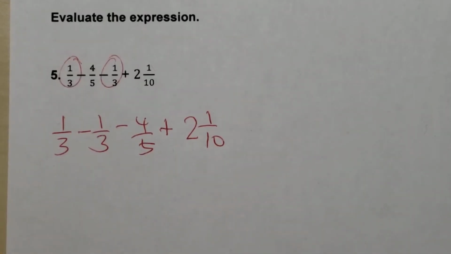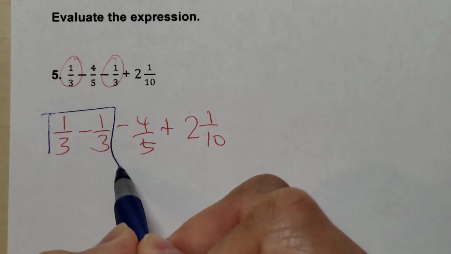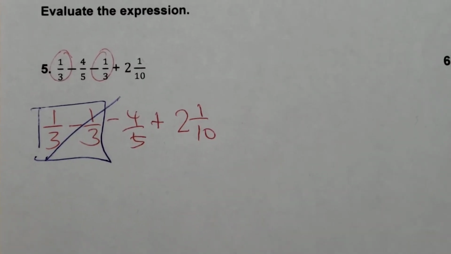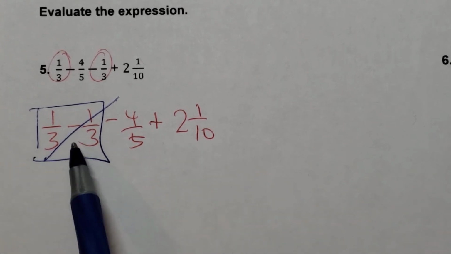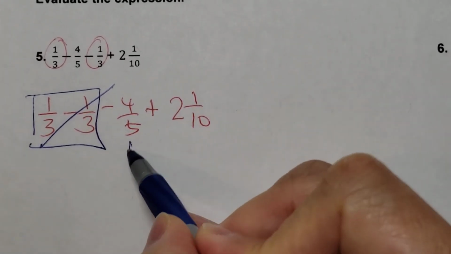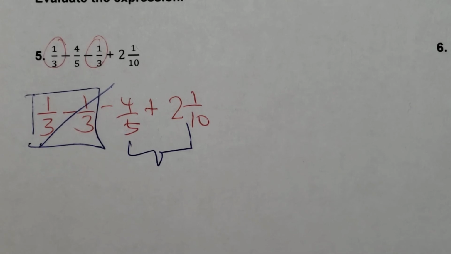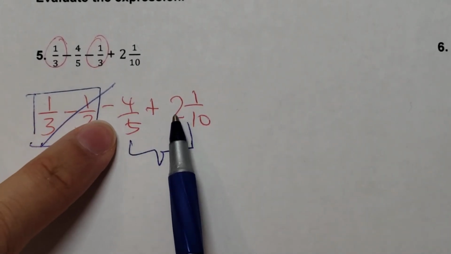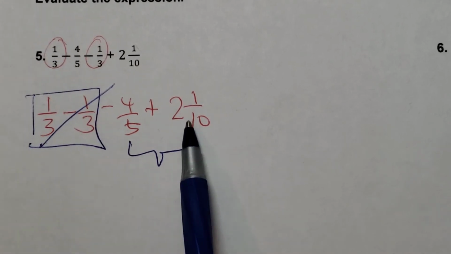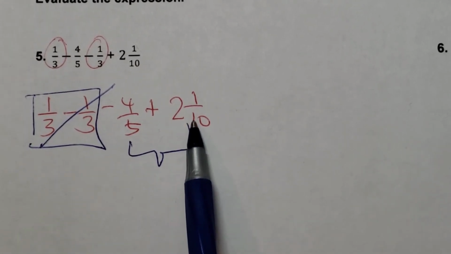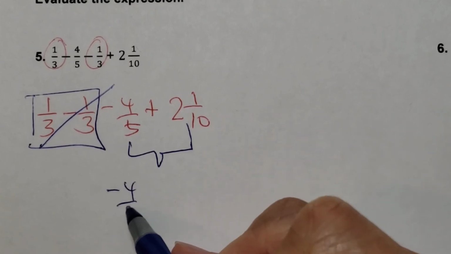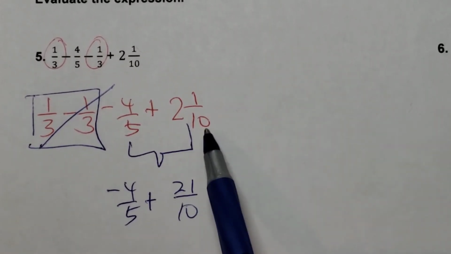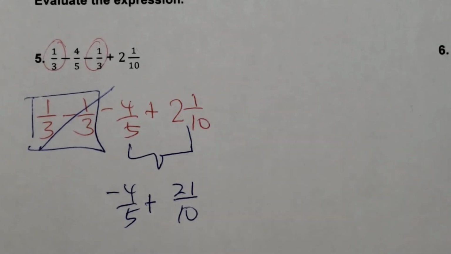So I just rearranged the terms, and I made sure that whatever is the symbol, I brought it with the term. Now this 1/3 take away 1/3 is 0, so you don't even need to do anything. We know right away, mental math, that's 0. So what we need to do is just these two things: negative 4/5 plus 2 1/10. We know these two have different signs, so we subtract. So change this into a mixed number. So negative 4/5, the addition symbol, that's 21/10, because 10 times 2 is 20, plus 1 is 21.